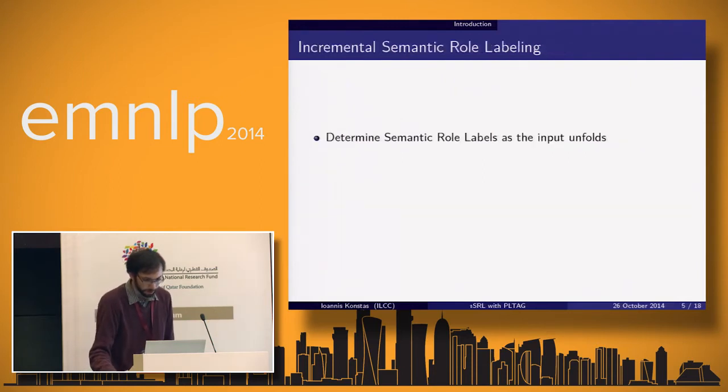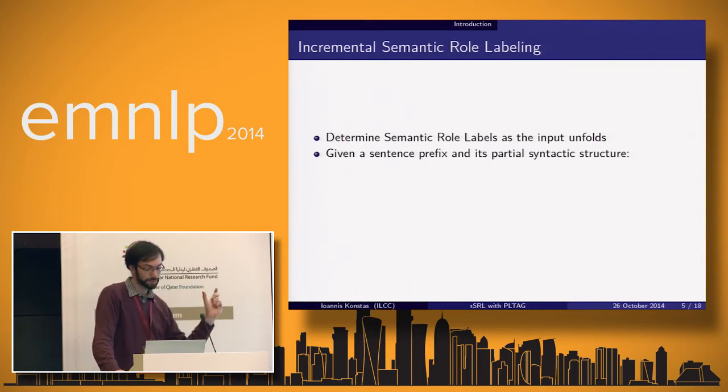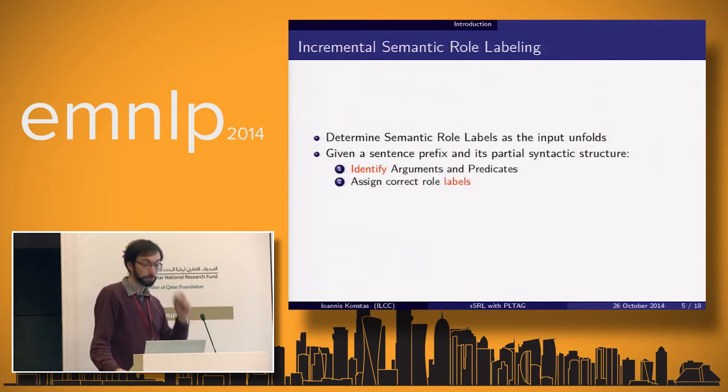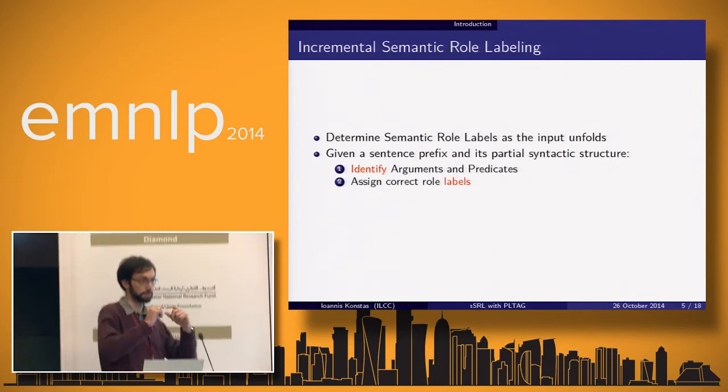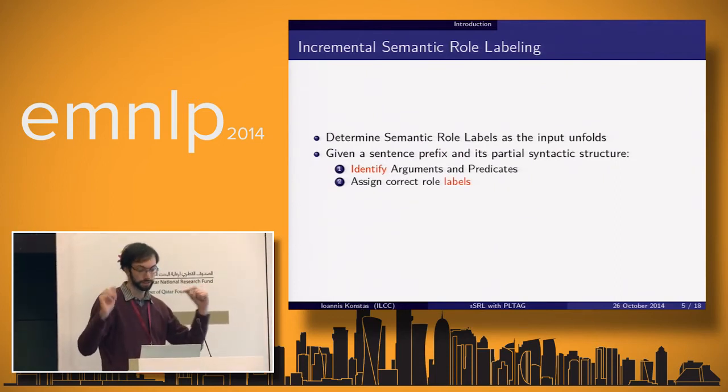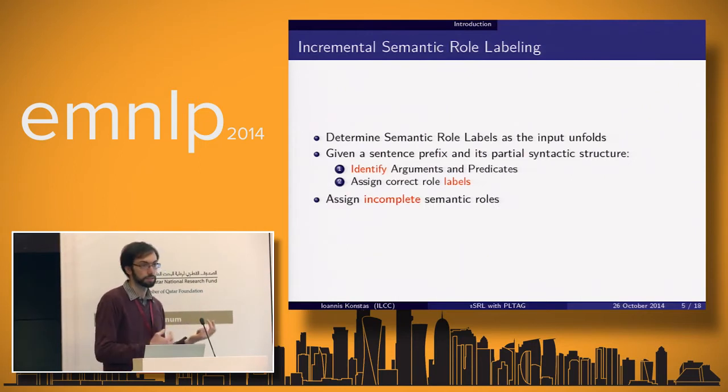Good. So just to give a little bit more of a definition for what we define as incremental semantic role labeling, it is the task where we get to determine semantic role labels as the input unfolds, word by word. So given a sentence prefix and its partial syntactic structure, we would like to identify arguments and predicates, and assign correct role labels. So this will lead into those nice semantic role triples. But since we do this word by word and we have this incremental ambiguity, not all of these roles are going to be complete.